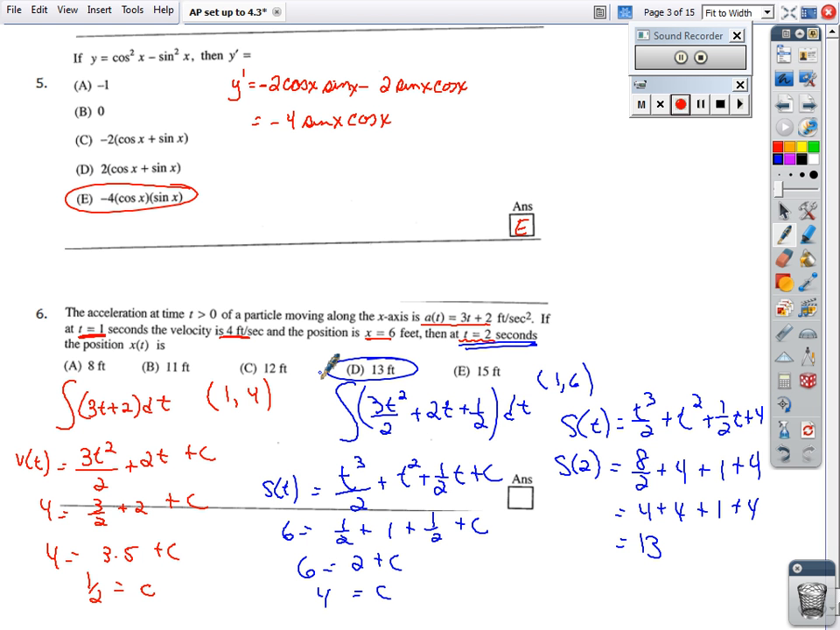Okay, so there are the first 6. You can look at the next video for numbers 7 through 13.